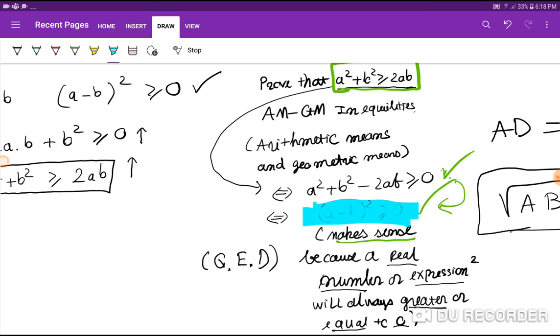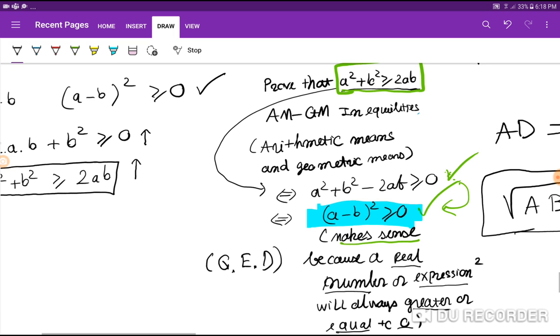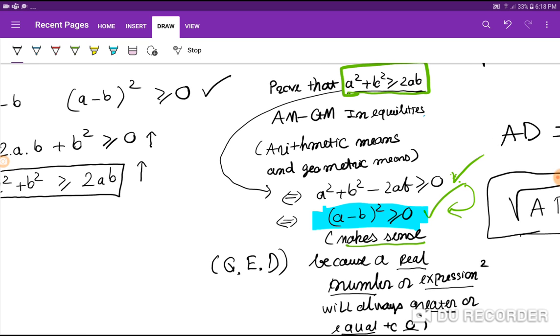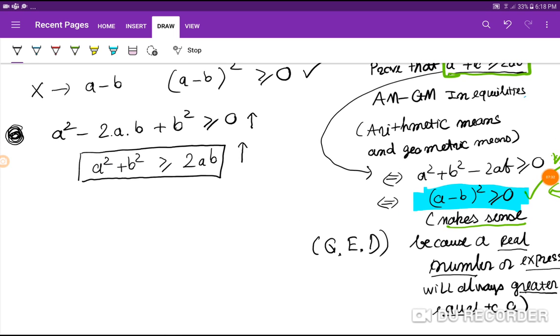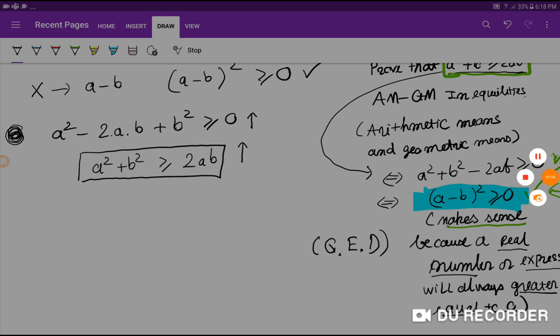Okay, so that's how you approach every problem. You turn it into something that makes sense. Okay, it seems like I went over, sorry guys.